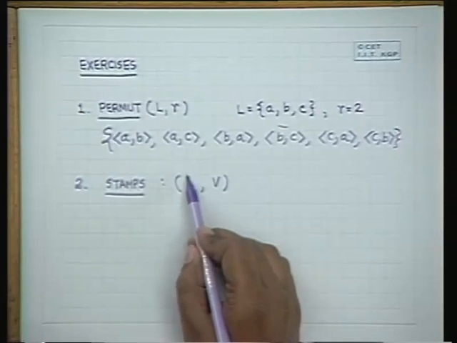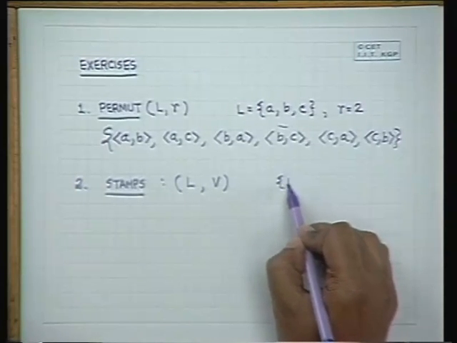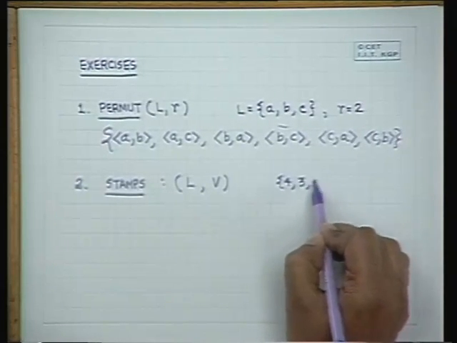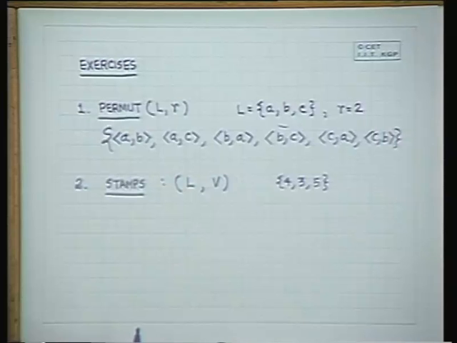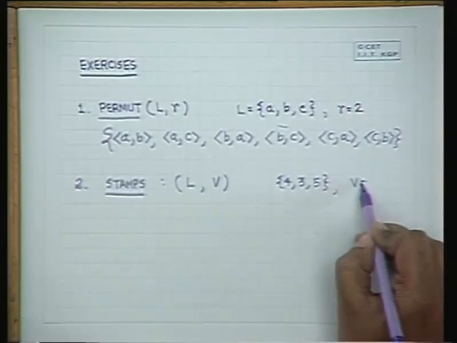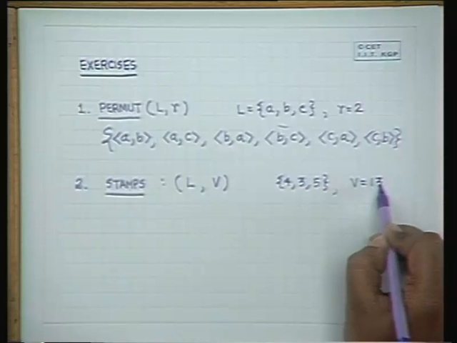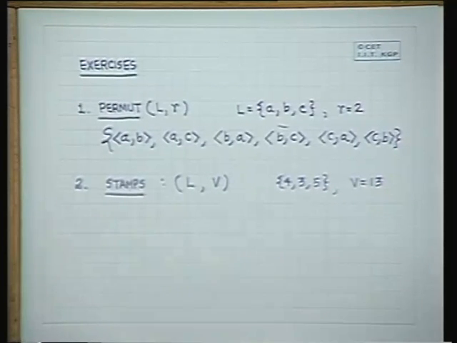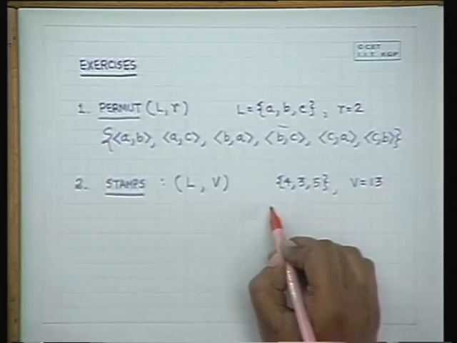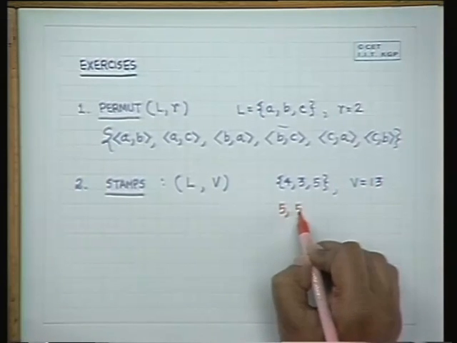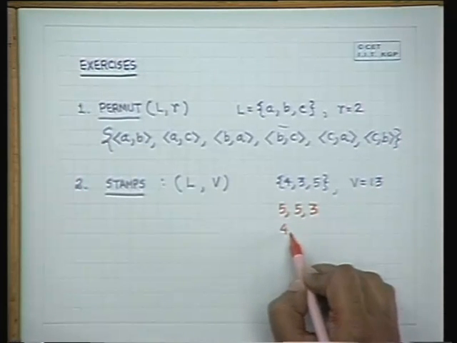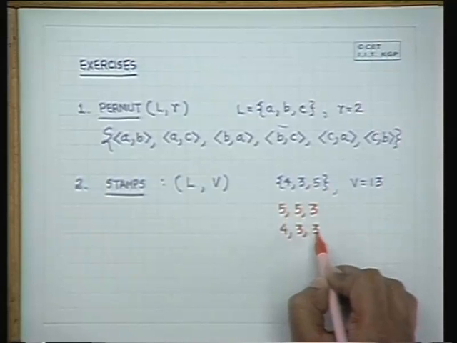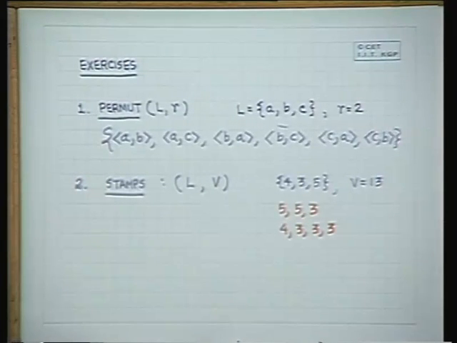Suppose you are given any such set, for example, if I gave you 4, 3 and say 5, and if I gave you a value, say 13, then a solution could be 5, 5, 3. Another solution could be 4, 3, 3, 3. All right. This is another solution.